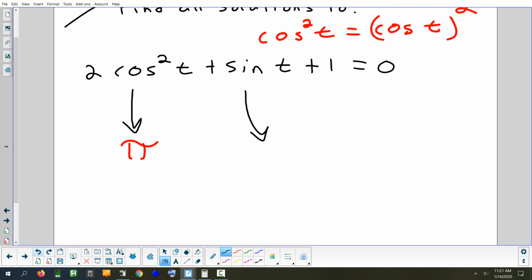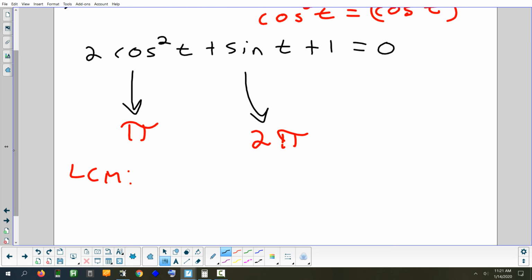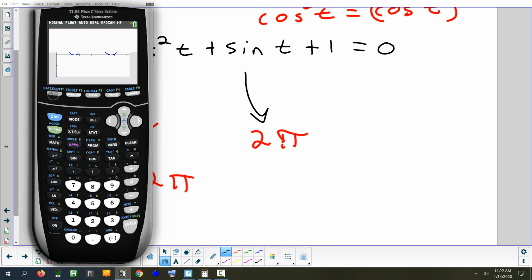What's the period of sine? 2 pi. Now, what's the least common multiple of 1 pi and 2 pi? 2 pi. That is what you're going to put on the end of every answer you find, plus 2 pi n. Now, we type the whole thing in and see where it crosses the x-axis.